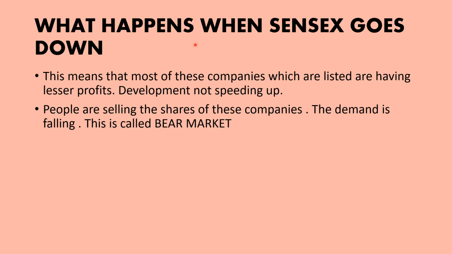Similarly, what happens when SENSEX goes down? This means that the companies which are listed in SENSEX, they are not doing great. They are having lesser profit. Development is not speeding up. People are trying to sell the shares of these companies. The demand is falling. Therefore, it is called the bear market.